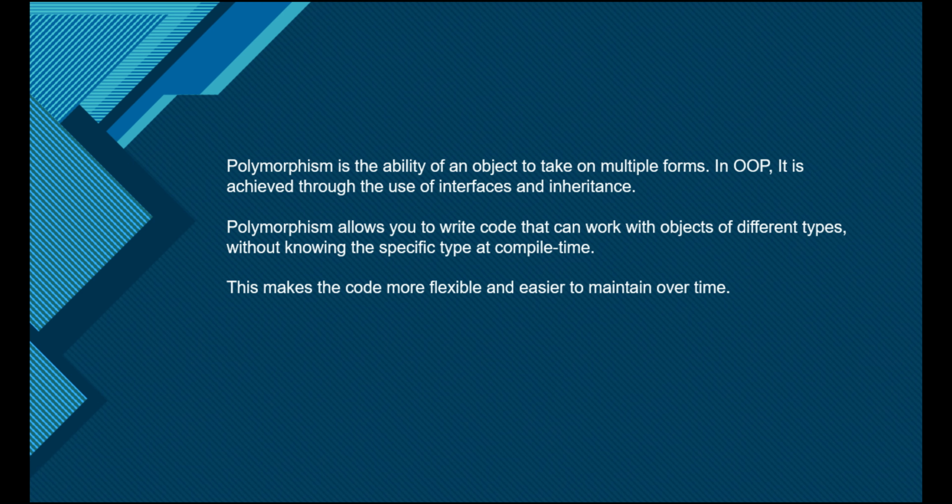Polymorphism is the ability of an object to take on multiple forms. In OOP, polymorphism is achieved through the use of interfaces and inheritance. Polymorphism allows you to write code that can work with objects of different types, without knowing the specific type at compile time. This makes the code more flexible and easier to maintain over time.